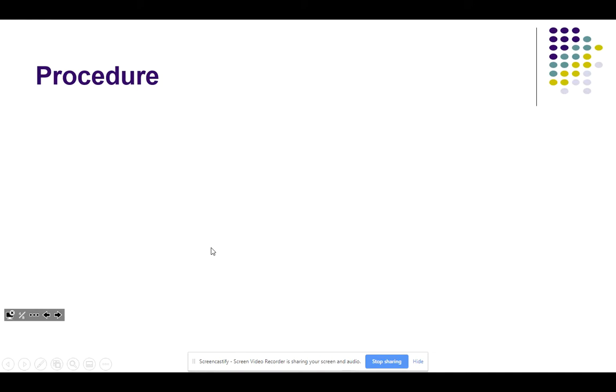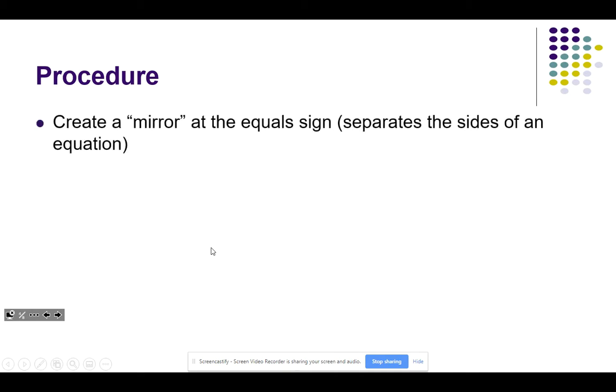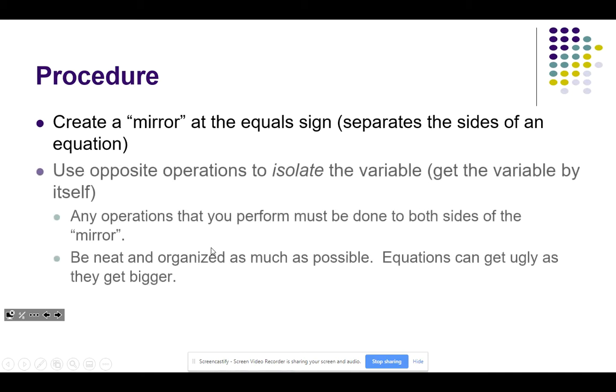Here's your procedure for solving one-step equations. The first thing you should do is create a mirror that separates the sides of the equation. You create the mirror at an equal sign. It's basically just drawing a line right down from the equal sign, as you'll see in the examples. Use your opposite operations to isolate, or get the variable by itself. Any operations that you do have to be performed to both sides of your created mirror.